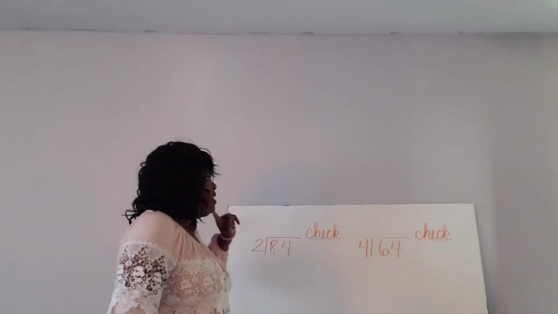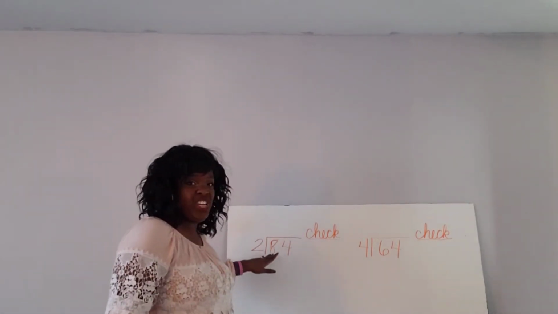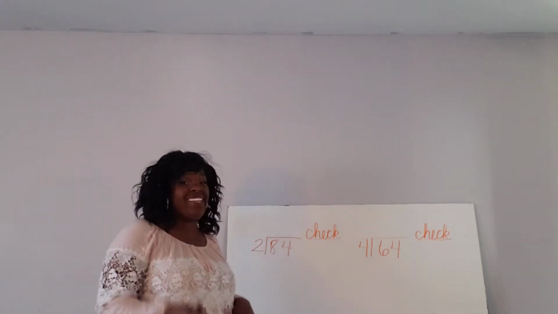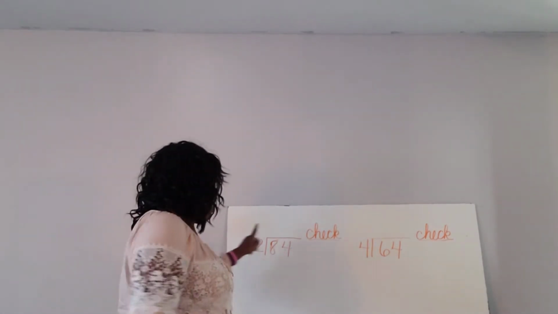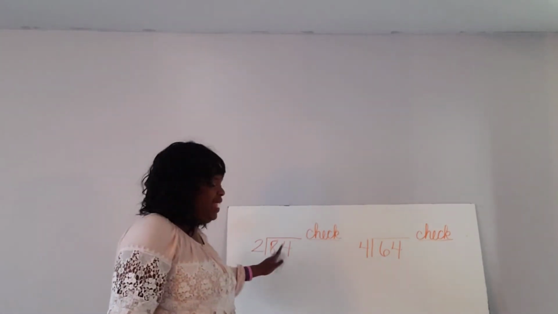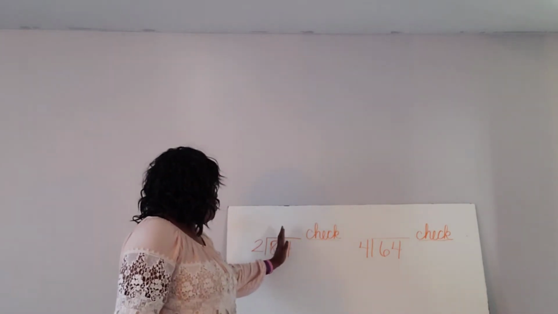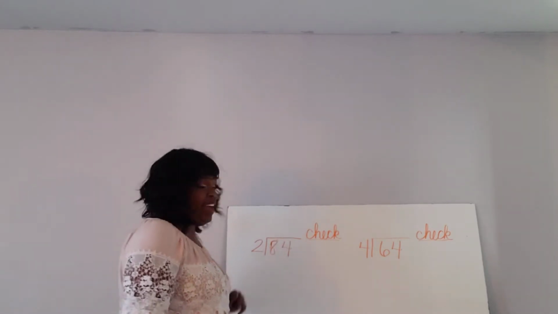Once I know those steps, then I do them. But I have to look at my first digit in my dividend. The first digit in my dividend is 8. So I have to ask myself, how many 2's are in 8? I don't need to worry about my 4 right now. All I need to worry about is the first digit in my dividend, which is my 8. So 8 divided by 2.